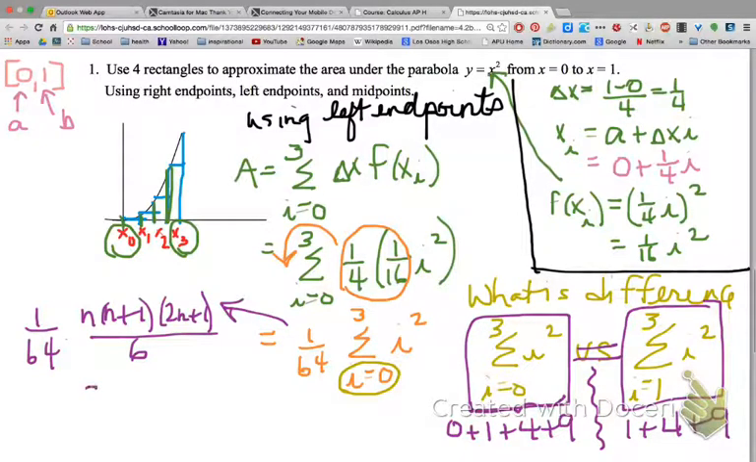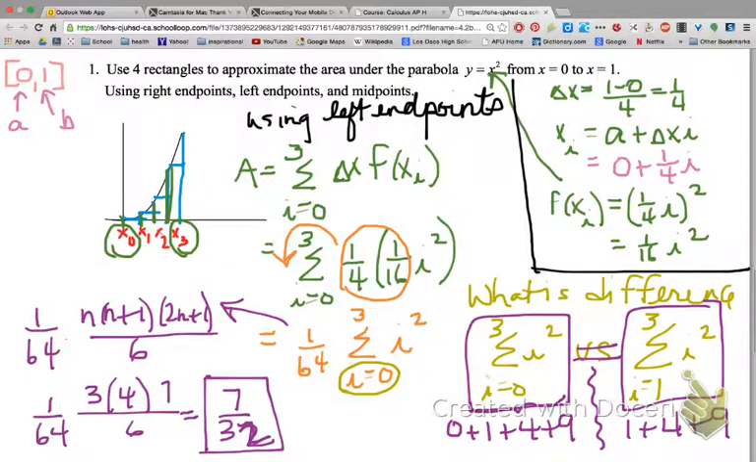And of course n is 3, so I have 3 times 4 times 7 all over 6. If I multiply that all out and reduce, oops, that's a 2. I get 7/32. Now, what I notice is that using these left triangles, so they were triangle 1, triangle 2, triangle 3, triangle 4, is that I'm a little short. Like here's some space that didn't get counted, versus on the last one, I was a little bit over. So now we want to use midpoints and see if we can get a little bit closer.